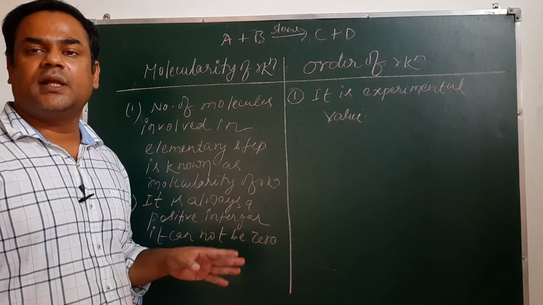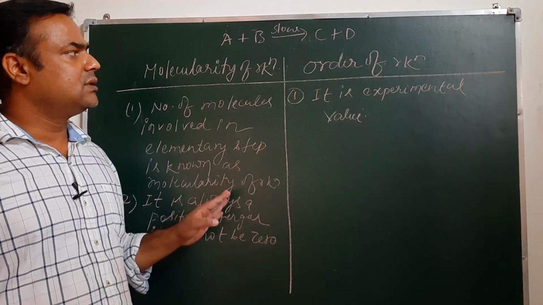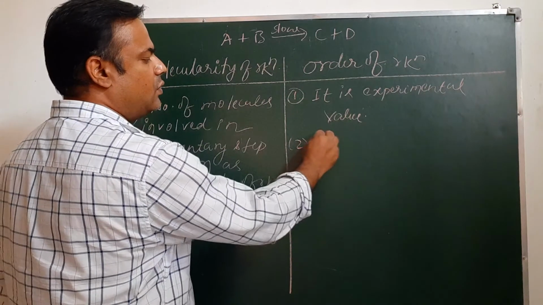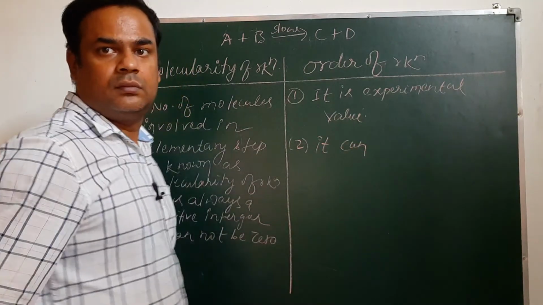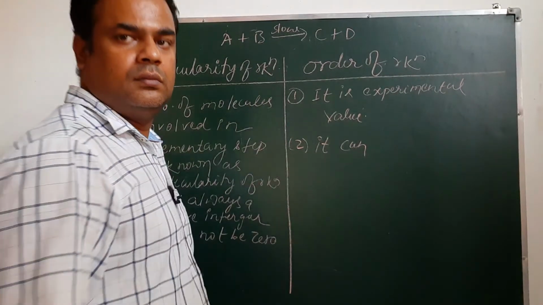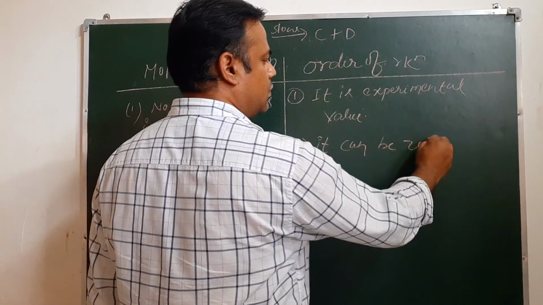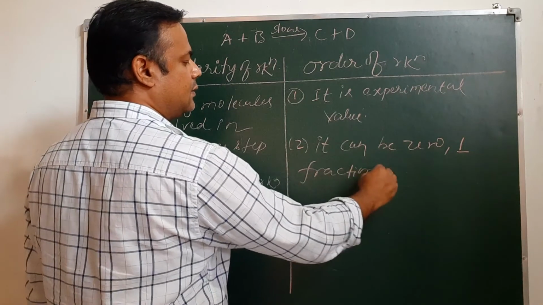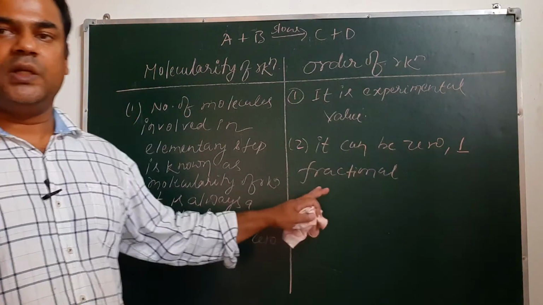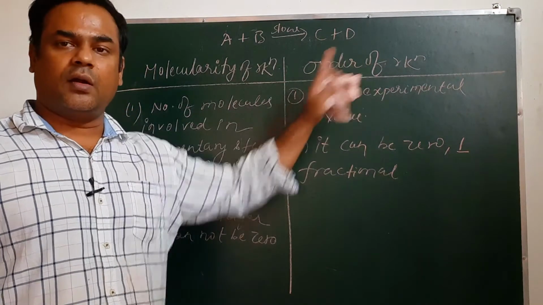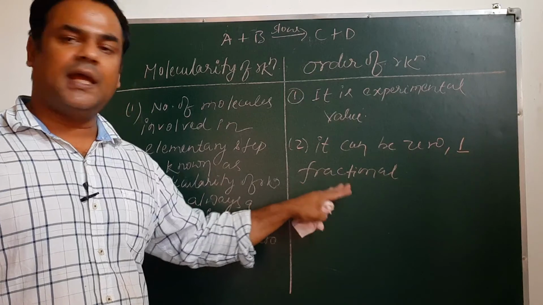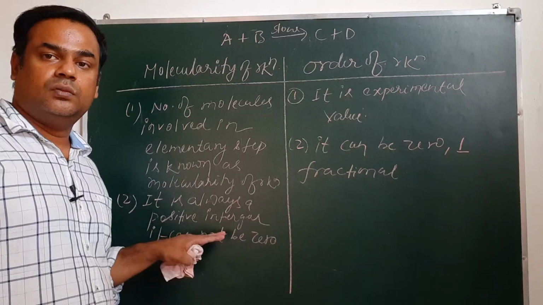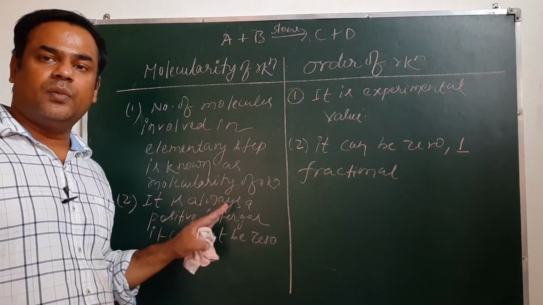So molecularity of reaction can never be zero, but order of reaction can be zero, it can be 0, 1, fractional, any value can be possible for order of reaction. Order of reaction can be 0, can be 1, can be fractional, but molecularity of reaction cannot be 0. It will be always some whole number value.